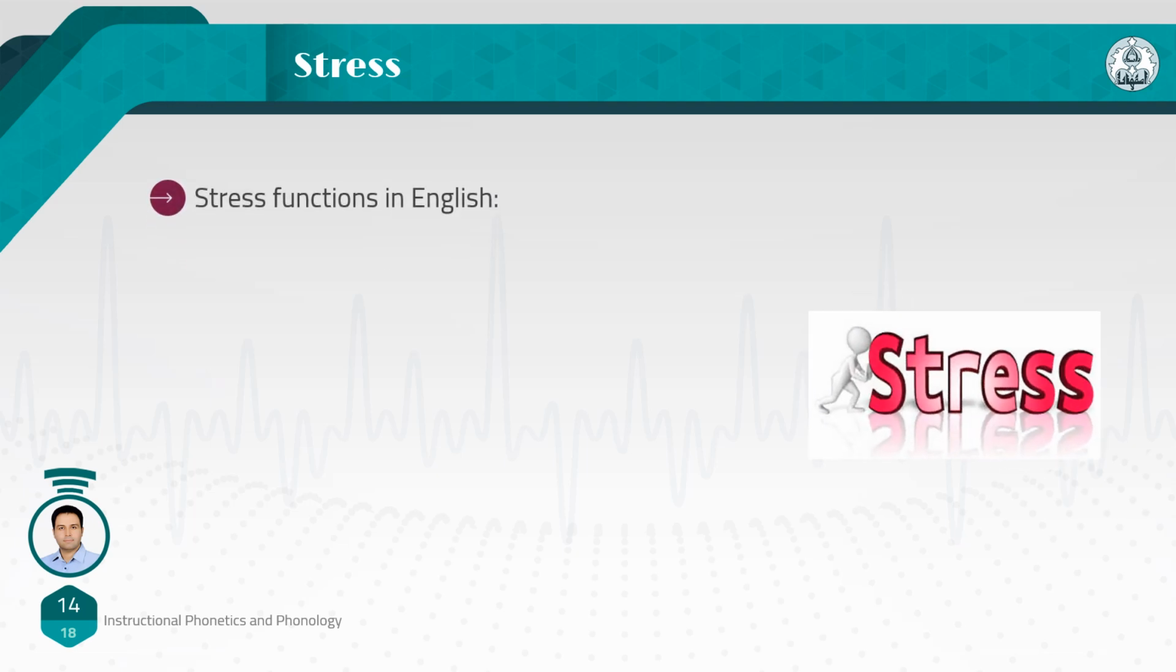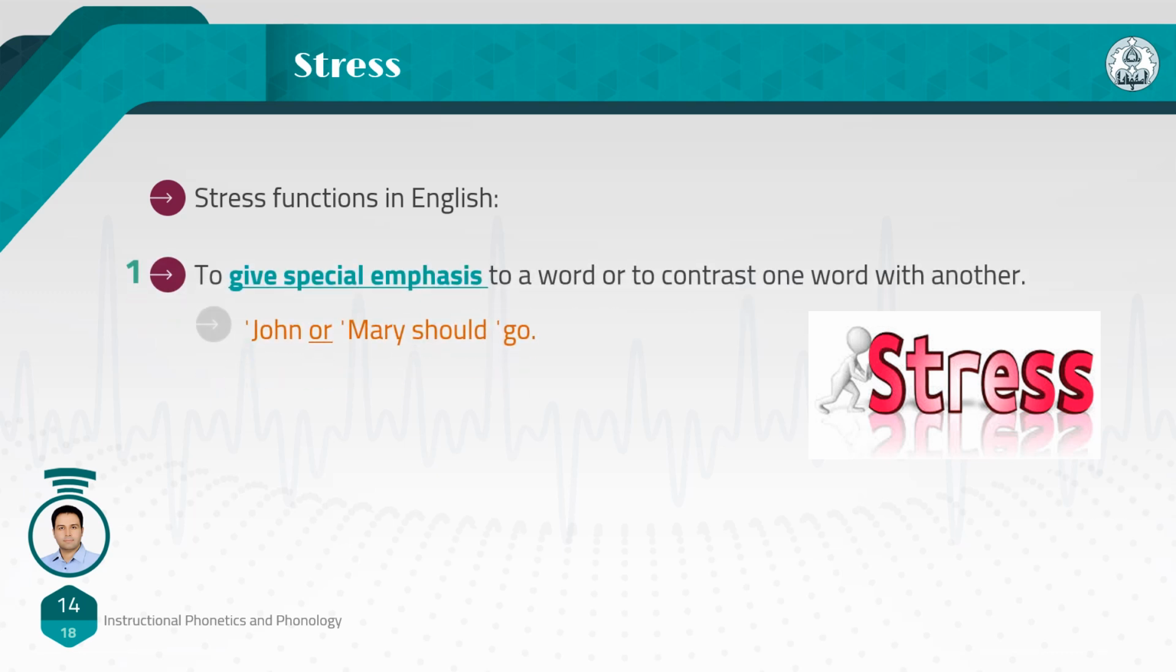Stress has several different functions in English. Number one, to give special emphasis to a word or to contrast one word with another. So, in the first place, it can be used in sentences to give special emphasis to a word or to contrast one word with another. As we have seen, even a word such as and can be given a contrastive stress. The contrast can be implicit rather than explicit.